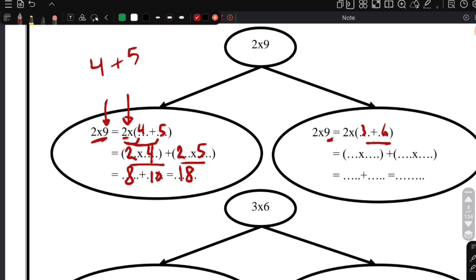The second one, I'll distribute 2 over 3 and distribute 2 over 6. So I have 2 times 3 and 2 times 6. So 2 times 6 will be 12. Sorry. I will make this one 12. Okay. 12. And 2 times 3 will be 6. 6 plus 12 will be 18. This is the first one.